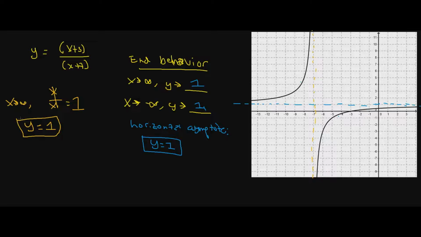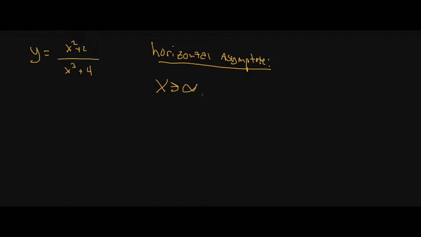Why don't we go ahead and try to make sense of this with another example here. Let's say we have a very similar function: x squared plus 2 divided by x to the 3 plus 4. Again, we want to find our horizontal asymptote. That's asking what happens to our y values as x gets really big. And generally, we also ask what happens as x gets really big on the negative side.